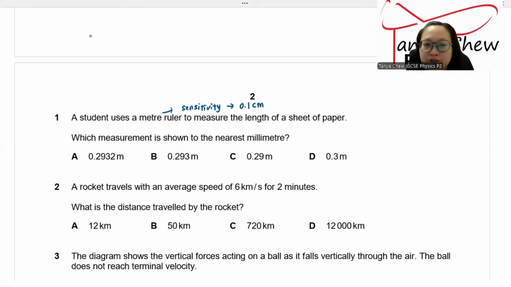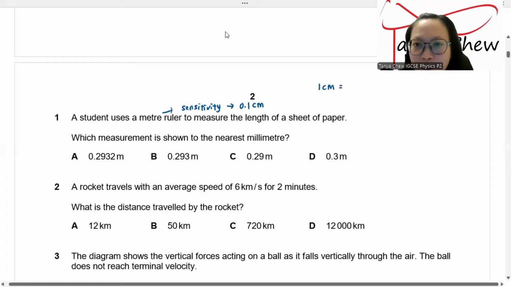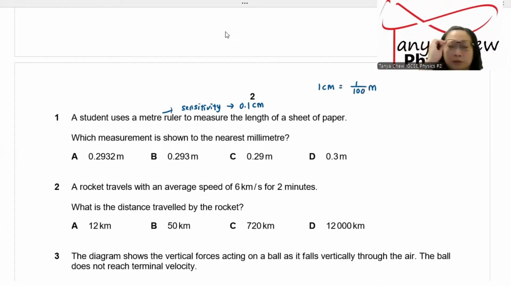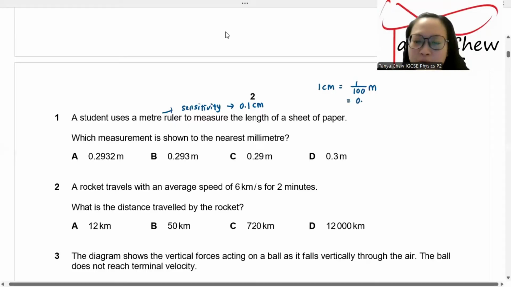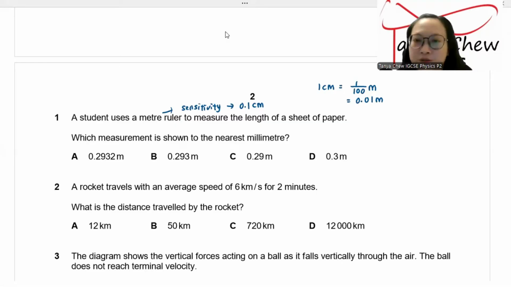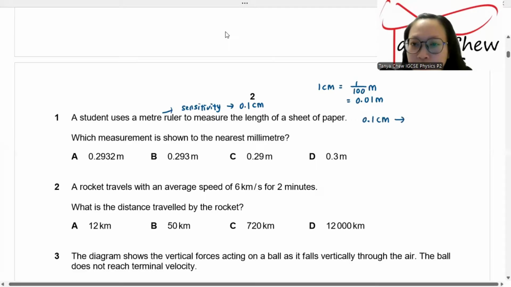But hey, I want you to see all the choices here, A, B, C, and D. All the choices are recorded in meter. So I have to round it off to meter. So we have to use a little bit of basic math here. You definitely know that 1 cm is equal to 1 over 100 meter, because you have to convert the cm to meter, which also equals 0.01 meter. So I'm not going to convert 1 cm, but I'm going to convert 0.1 cm to meter. So you just take the smallest division, 0.1.